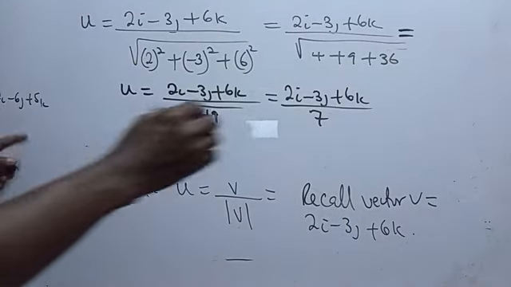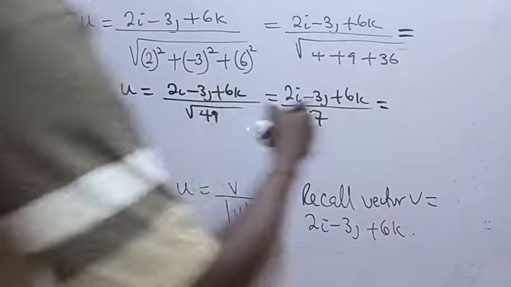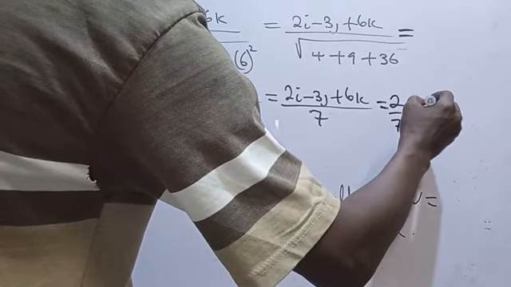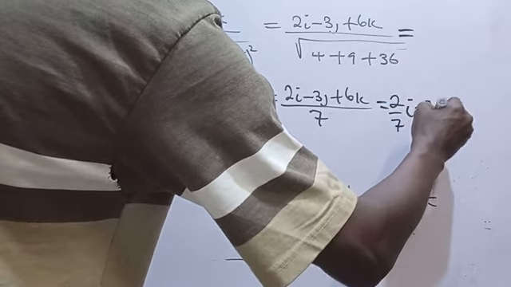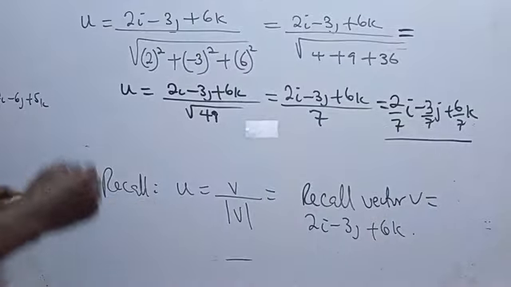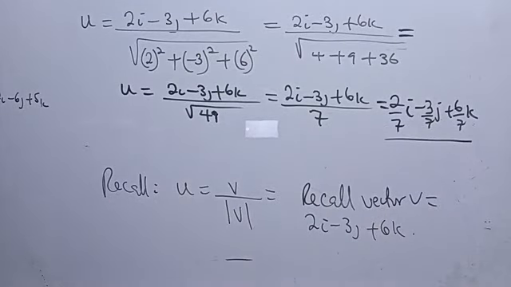Good. So which invariably means 7 is going to be used to divide each of them. 2 all over 7i minus 3 all over 7j plus 6 all over 7k. So that is our u. I hope we are following. Okay, beautiful. That is our u.